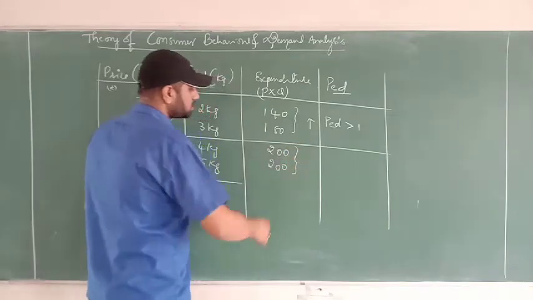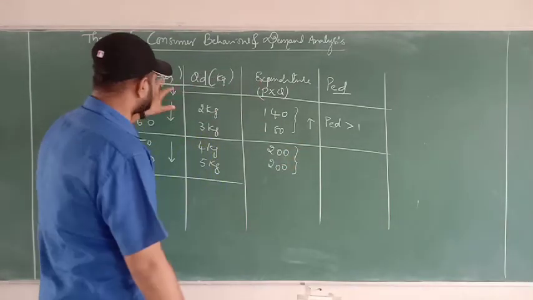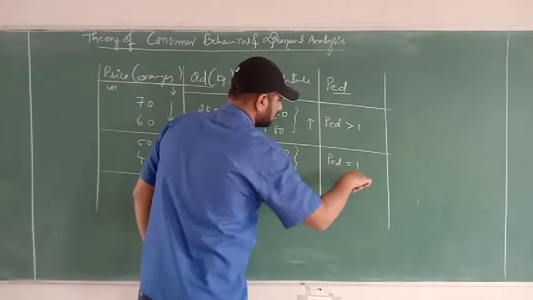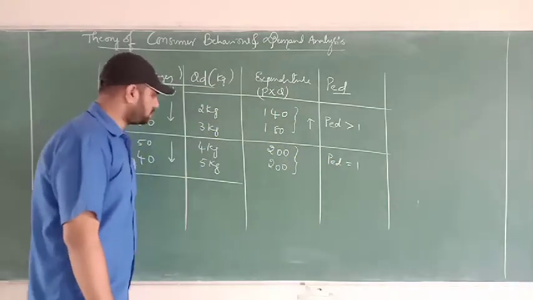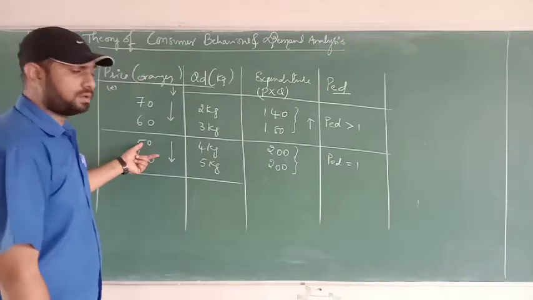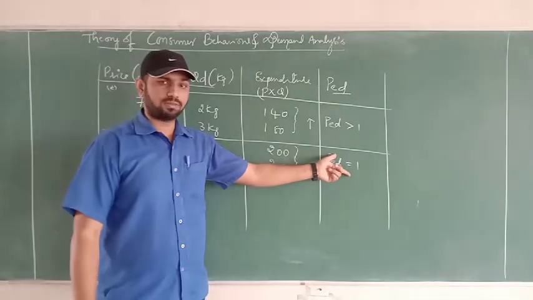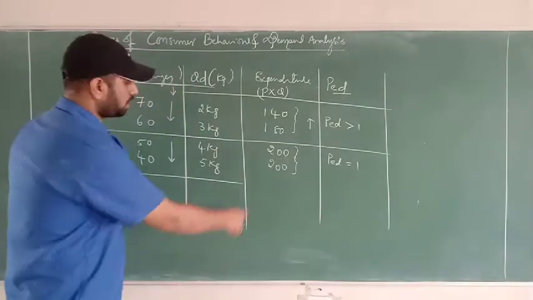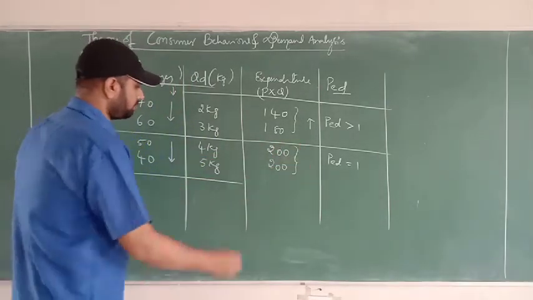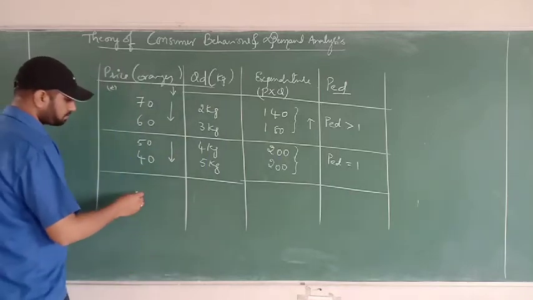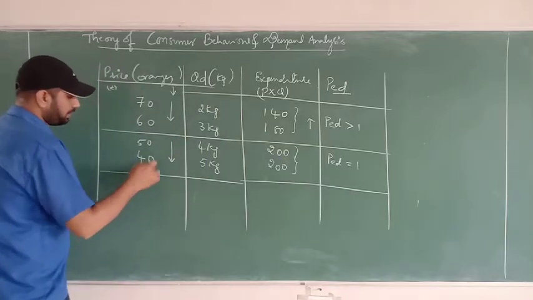The percentage change in expenditure with the change in the price is equivalent to 1. Even though the price changes here, the expenditure remains the same, so there is a proportionate change, and the elasticity of demand will be equivalent to 1. 200 divided by 200, that is the same. Okay. Then what if the price decreases a bit more, from 40 to 30?